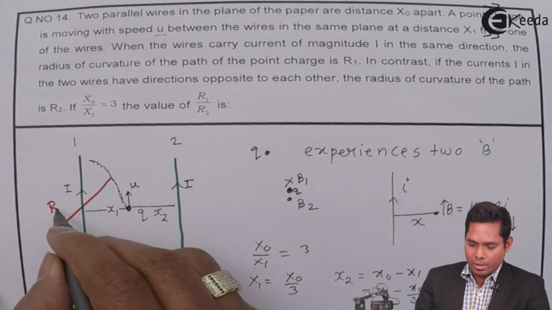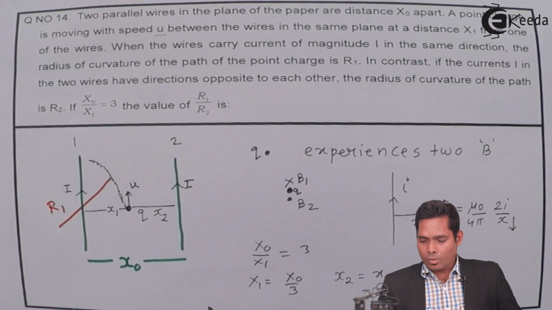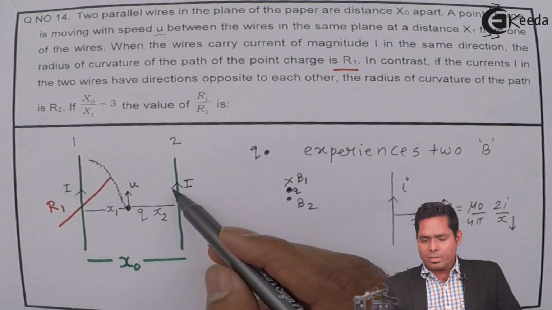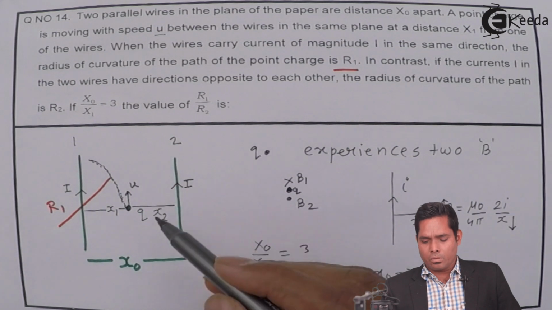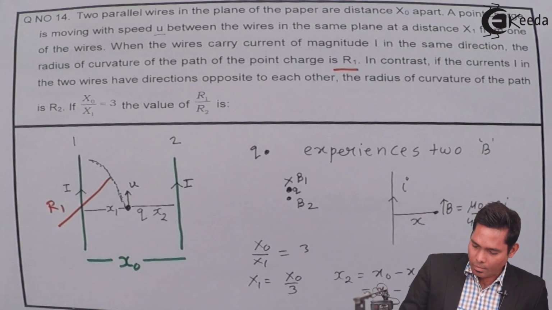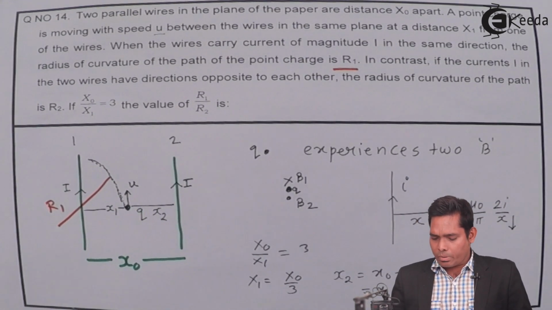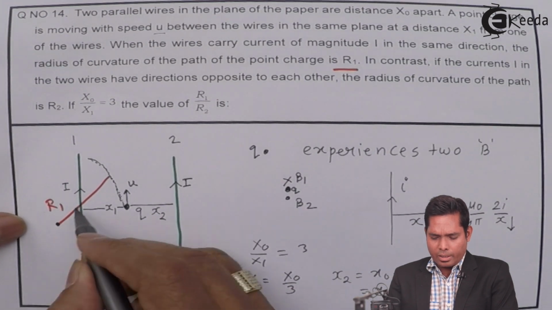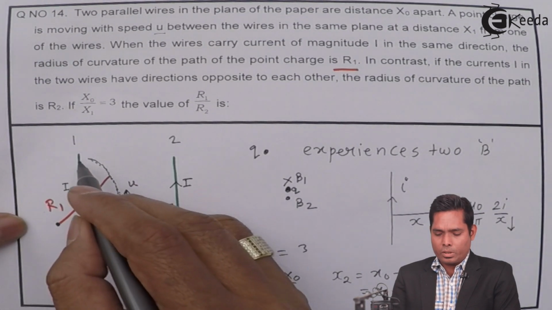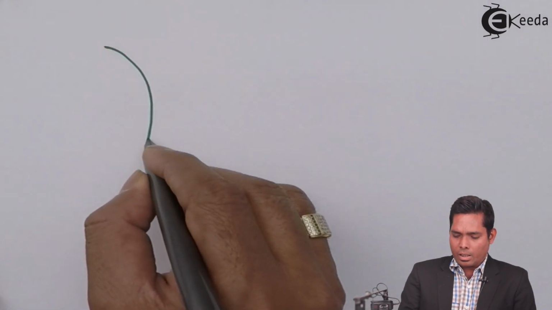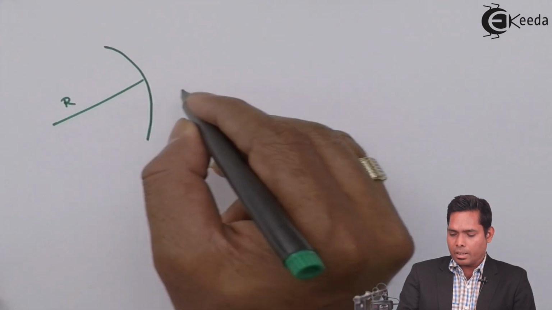Suppose that is R1. That is given R1. If I reverse the direction, the radius of curvature will be R2. Then what is the relation between this R1 and R2? If this is the center and radius of curvature of this path, this is the trajectory of the charged particle, this is suppose the radius formula.